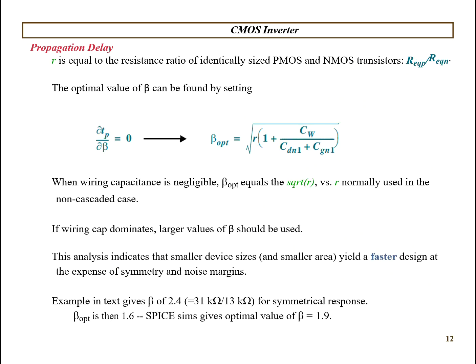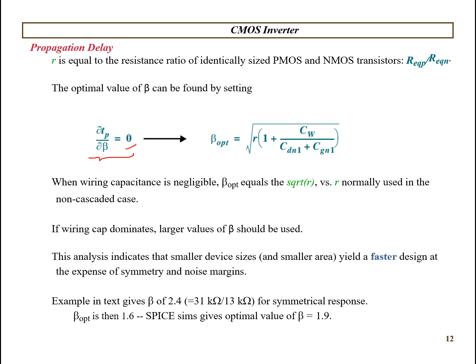Okay. So that is what it is. R is equal to the resistance ratio of identically sized PMOS and NMOS transistors. So now, to find the optimal value of beta, the main aim is the NMOS PMOS ratio, is it? The NMOS PMOS ratio is decided by your beta. Hence, to find the optimal value of beta, we have to perform a differentiation with respect to beta of your propagation delay, and that should be equated to 0.